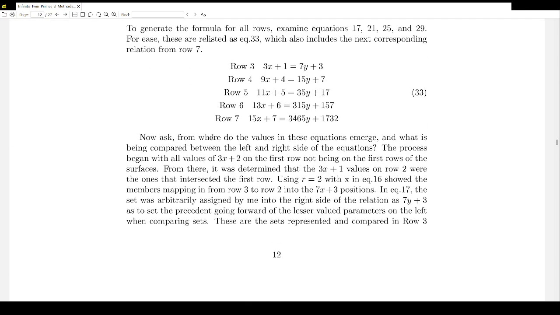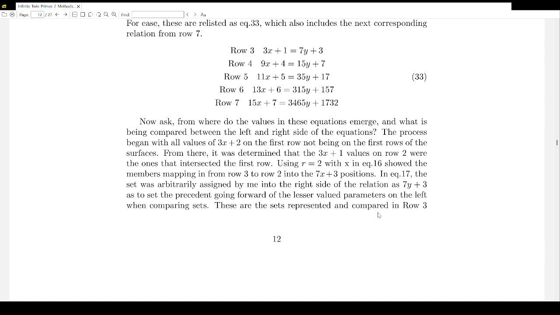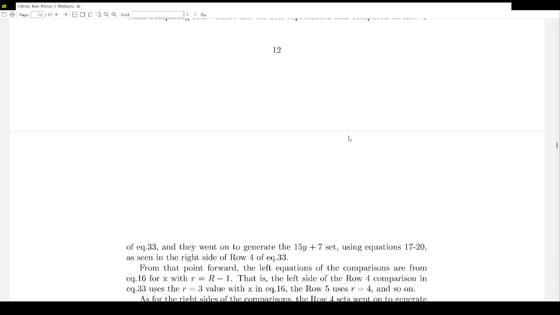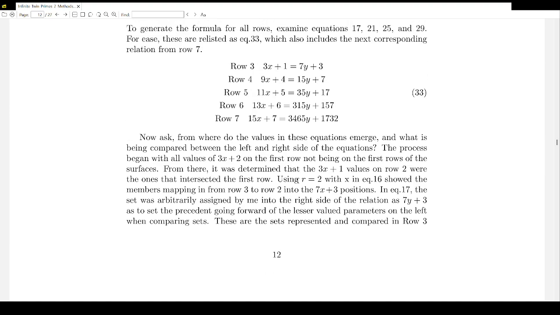Where were we? Okay. So that set that precedent going forward of the lesser value parameters on the left when comparing those sets. So these are the sets represented and compared in row 3 of equation 33. So that was me talking about that, which I just scrolled back to you and showed you in 17. But they went on to generate the 15y plus 7 set using equations 17 to 20, as seen in the right side of row 4, equation 3.